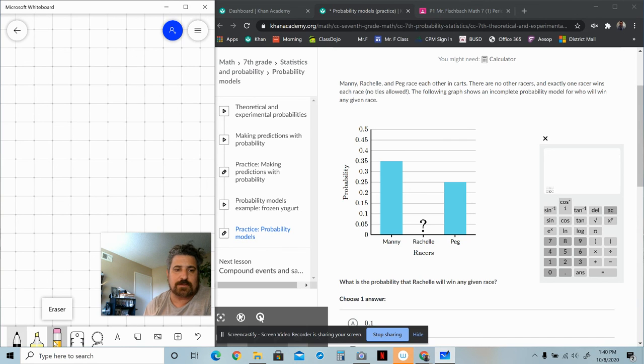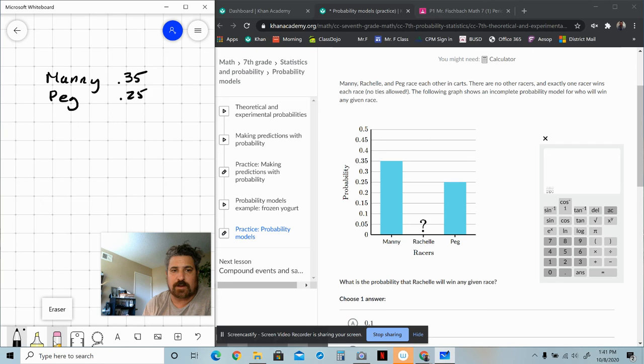So you just got to add those two values together, right? So Manny wins basically 35% of the time, 0.35. And Peg wins how often? Peg wins 25% of the time, right? You can see 0.25 right there. You can see 0.35 right there. So together, how often do they win? 35 plus 25 is going to be 60, or 60% of the time.